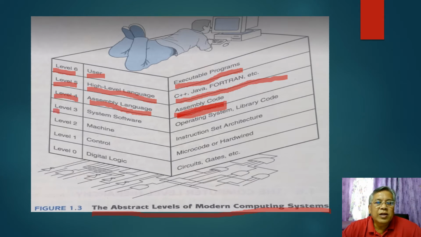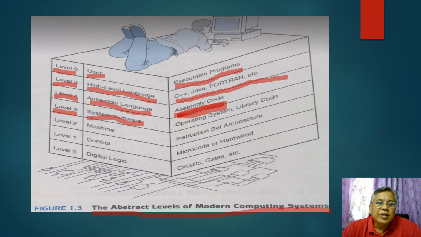Then you have level 3, which is your system software. In your system software, it is where your operating system or library code is executed. We know that the system software, or operating system, is used as an interpreter between the user and the hardware.